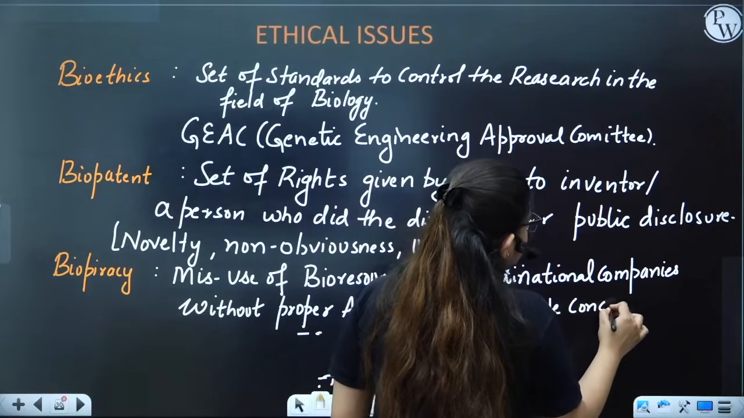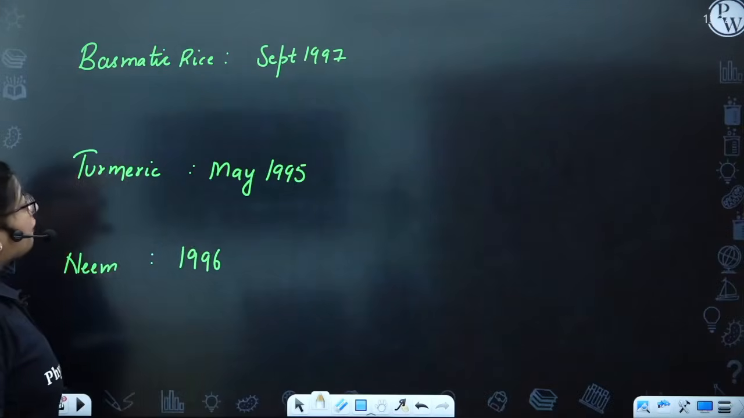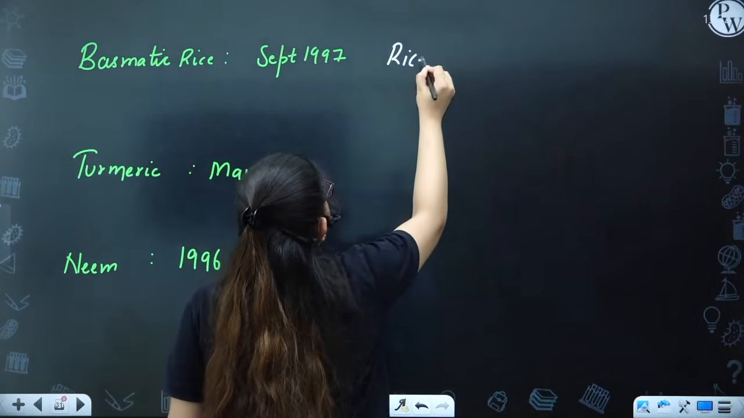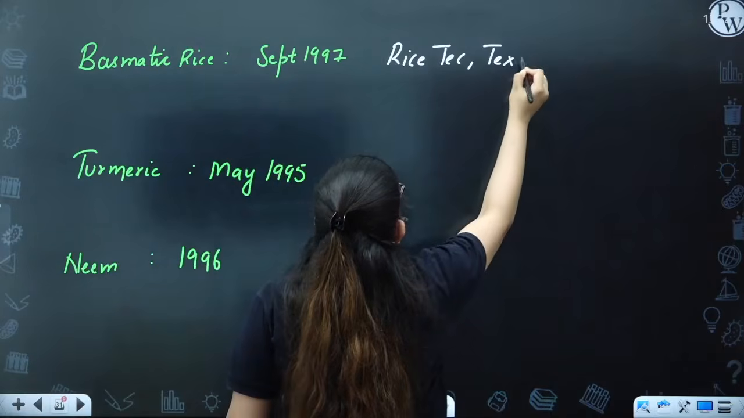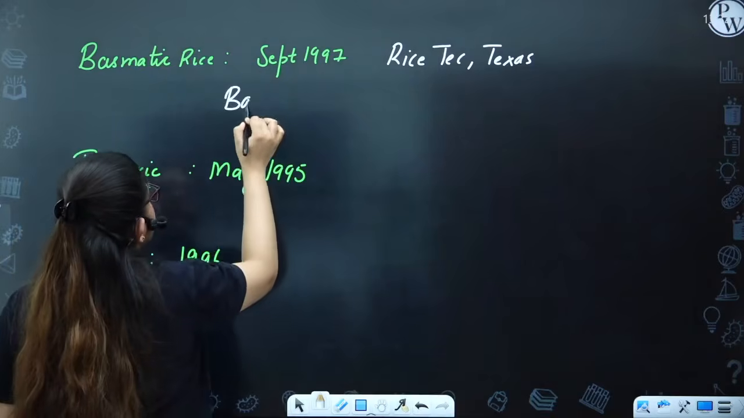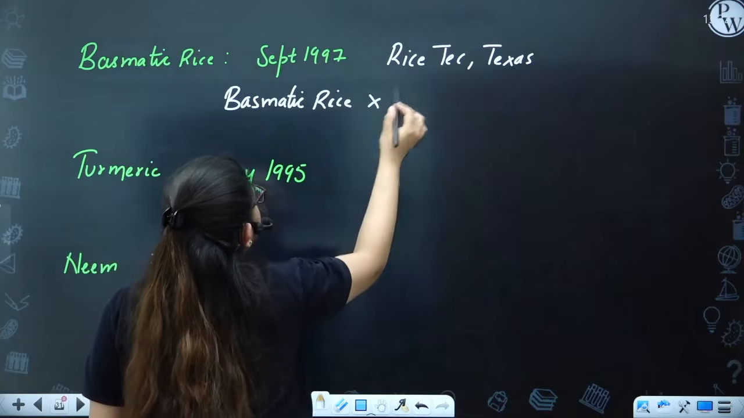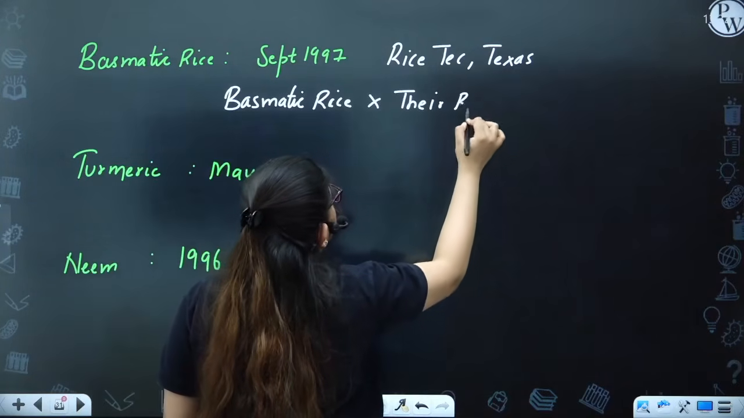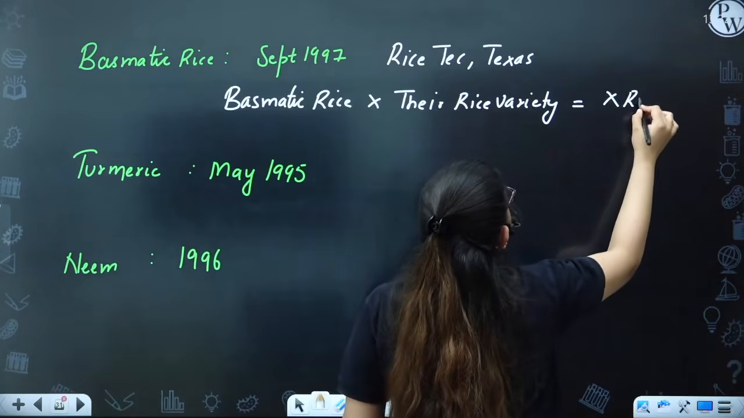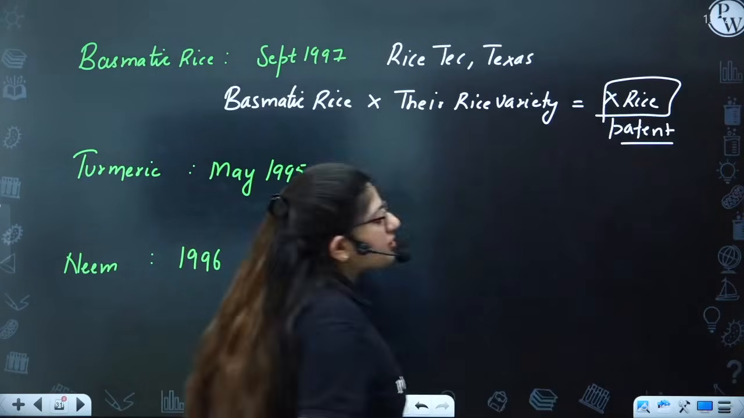So we have faced these biopiracy issues earlier. Let's discuss what these were. First was in September 1997. In Texas in America, there is a company known as RiceTec. What they did, they took our basmati rice variety and crossed it with their rice variety. Whatever is formed by this, for example, X rice variety, they took a patent of it. Which is not ethical.